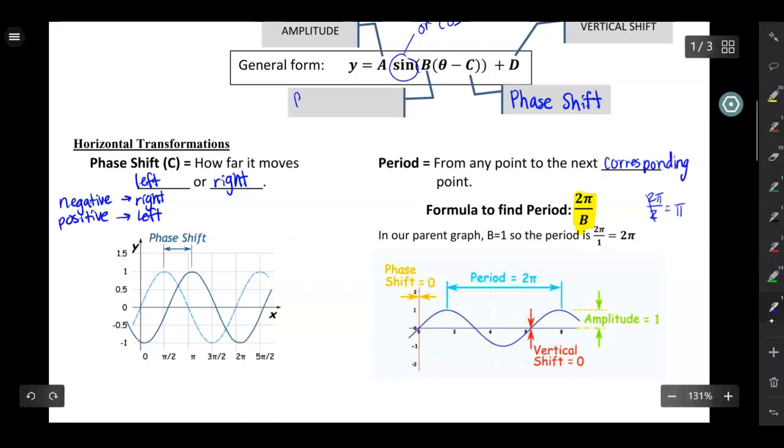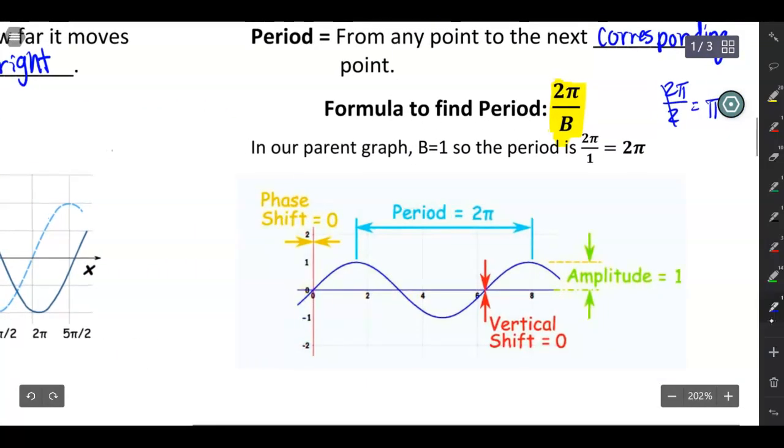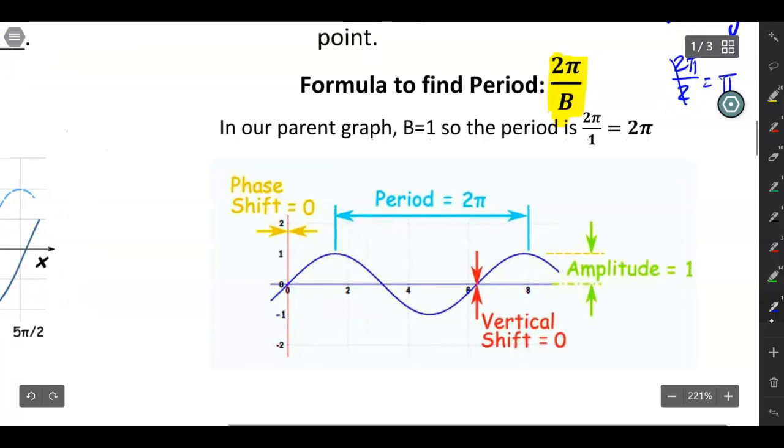And this b up here is going to affect the period change, the period. So let's just look at this. I'm going to zoom in on this picture right here because I think it's a great example of summarizing everything that we've talked about with horizontal and vertical transformations.